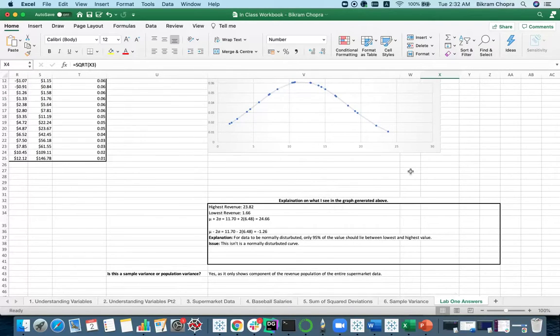So just to dig deeper, we used our empirical rule, the 3 sigma rule, which states that the first standard deviation must cover 68% of the area, the second standard deviation must cover 95% of the area, and similarly the third standard deviation must cover 99% of the area. So we know that the lowest revenue is 1.66 and the highest revenue is 23.82.